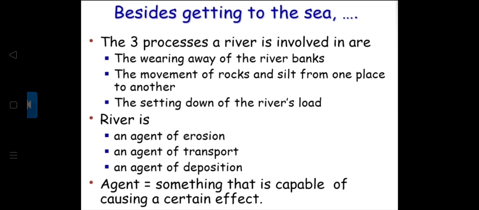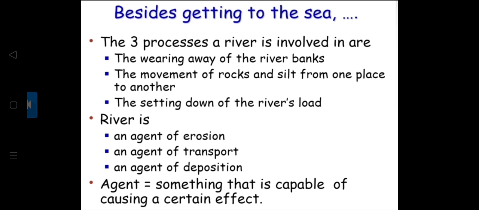Now, besides getting to the sea, the three processes a river is involved in are the wearing away of the river banks, the movement of rocks and silt from one place to another, and the settling down of the river's load. Now, what is a river?